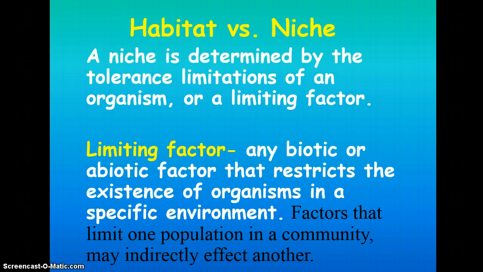A niche is determined by the tolerance limitations of an organism, or a limiting factor. A limiting factor is any biotic or abiotic factor that restricts the existence of organisms in a specific environment. Factors that can limit one population in a community may indirectly affect another. So limiting factor, a living or non-living thing that can restrict the existence of an organism in a specific environment. Here in Iowa, we would not see polar bears because of the temperature. It's too warm. A limiting factor for polar bears to live in Iowa would be the temperature.